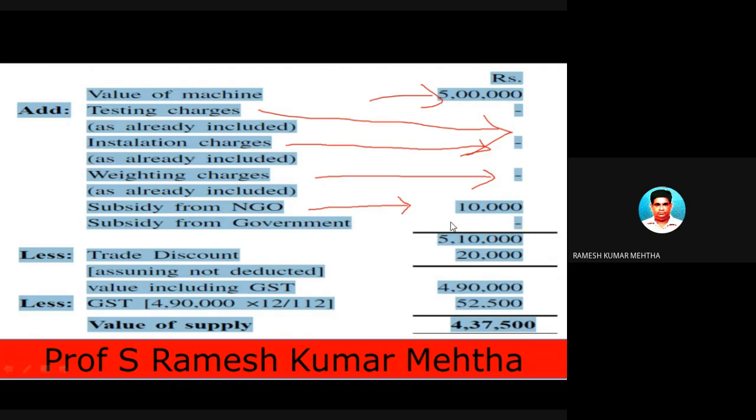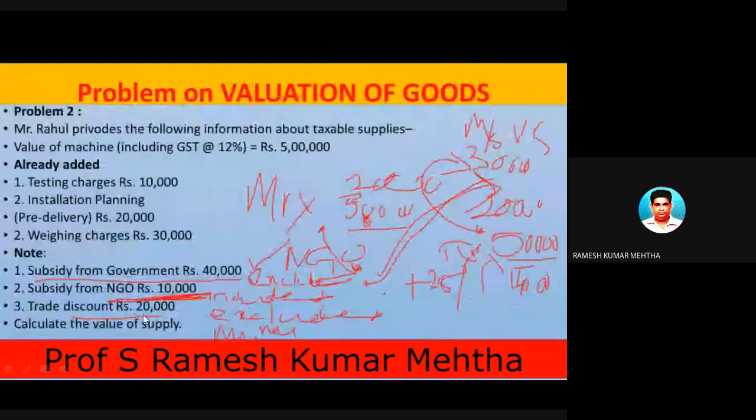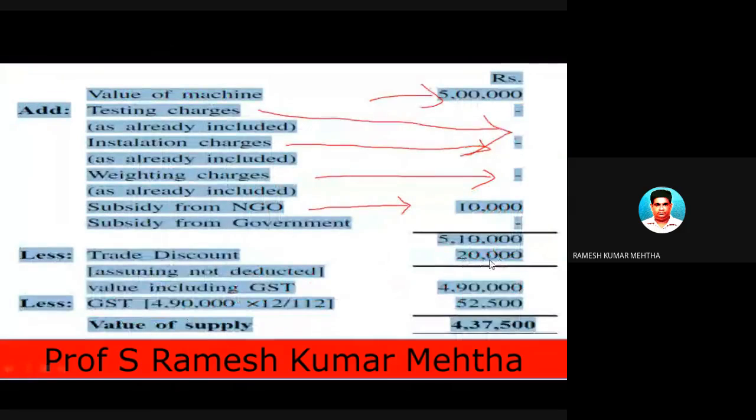On this, there is a trade discount which should be deducted. I told you, trade discount is the one which is not received, and this is allowed expenditure, and it should be removed from the transaction value. To arrive at the transaction value, it should be excluded. So remove it, this money is not going to be received. So you are going to get 4,90,000 rupees. This is assuming not deducted.